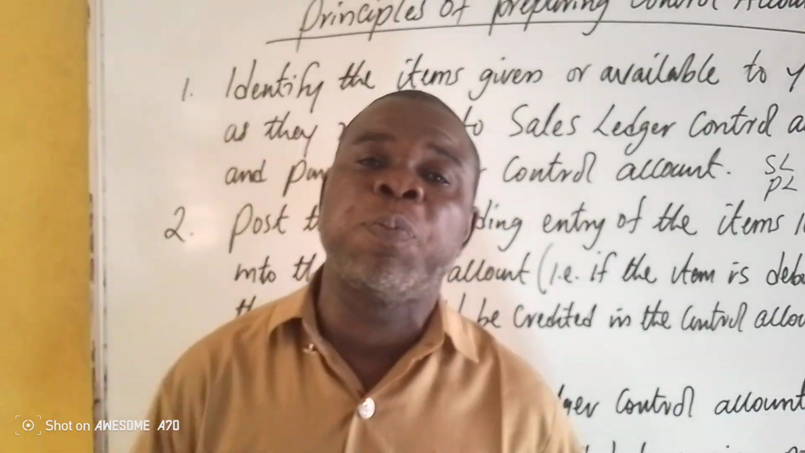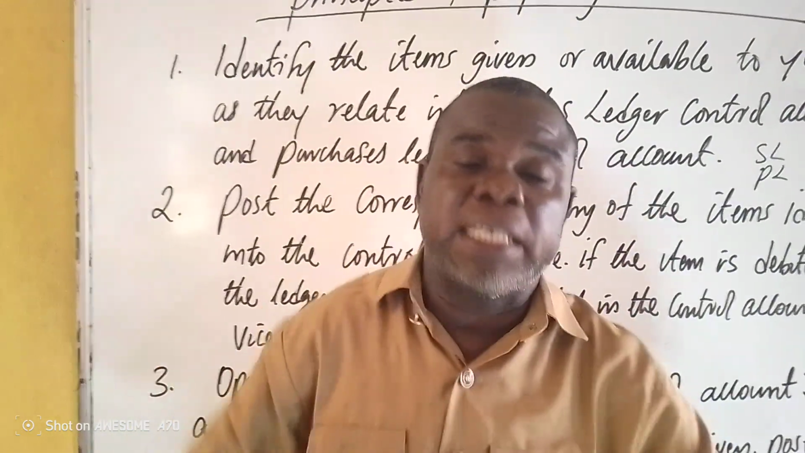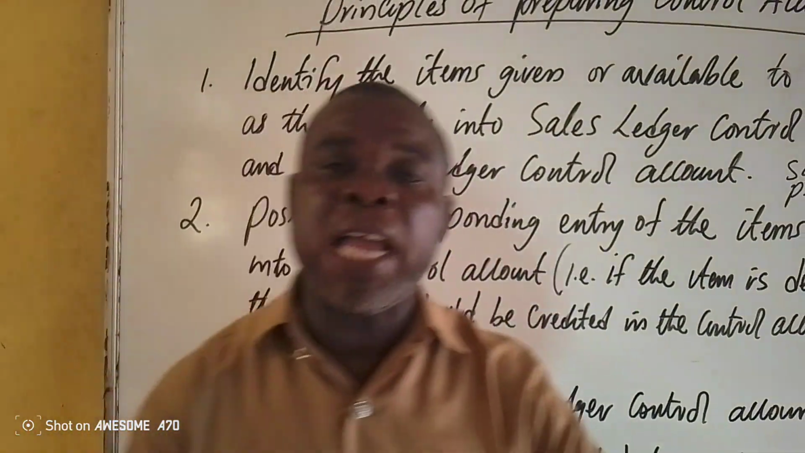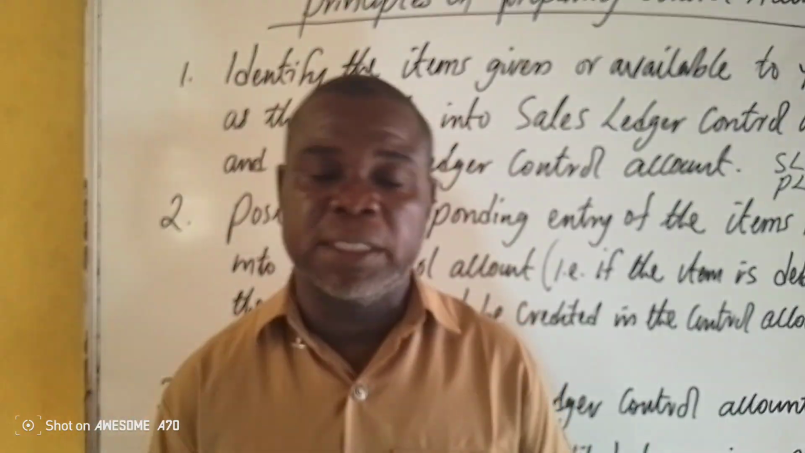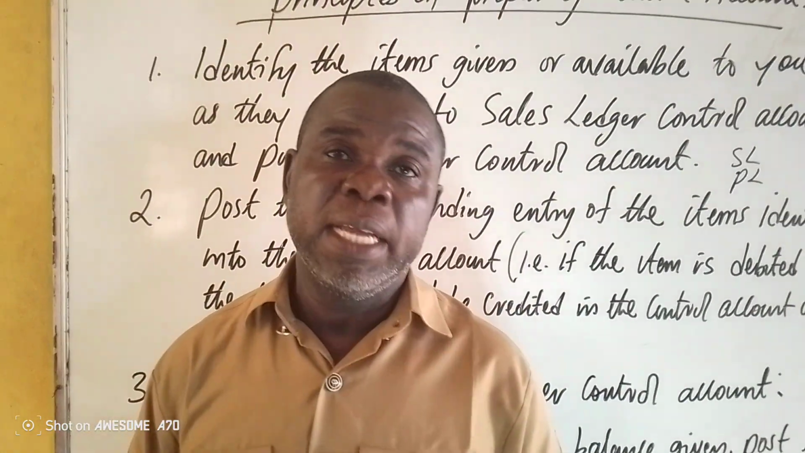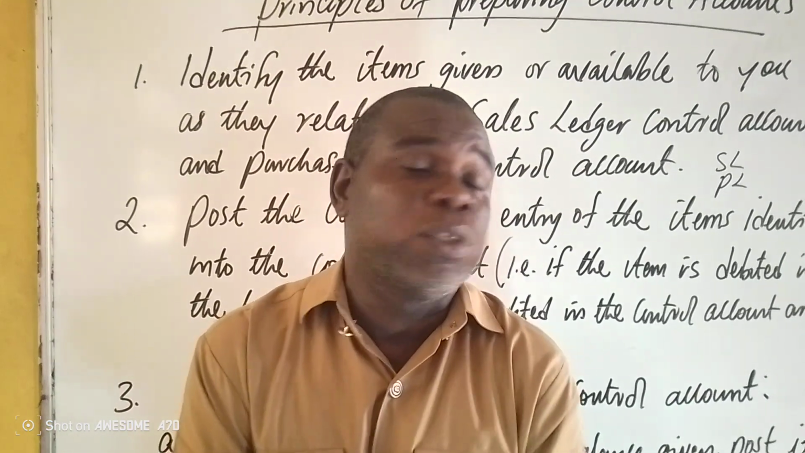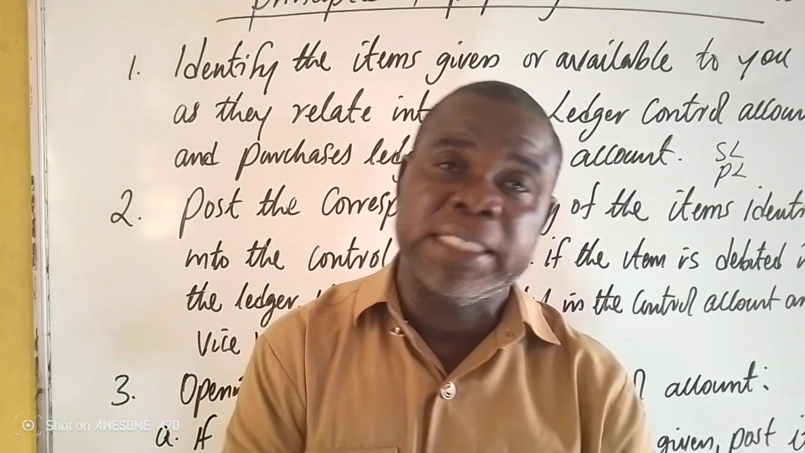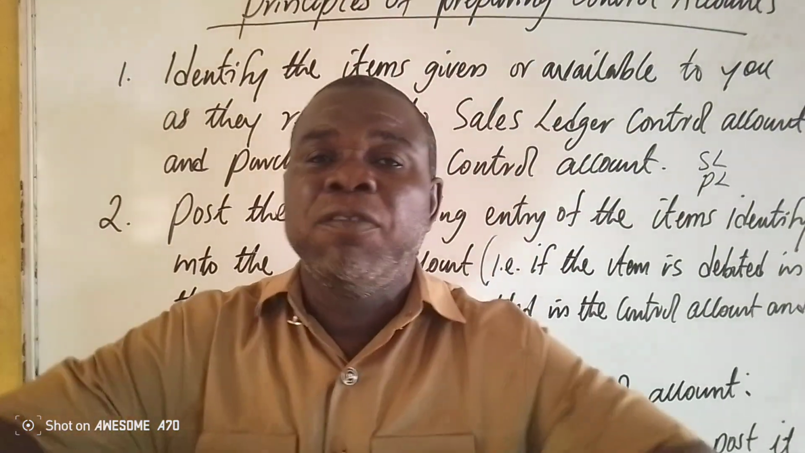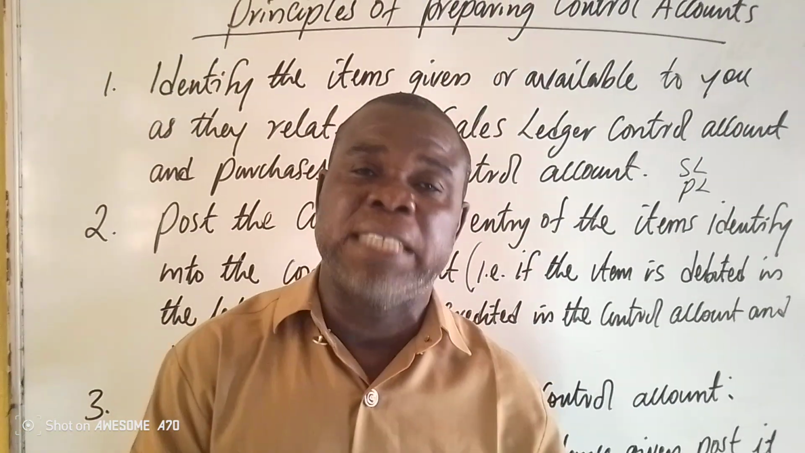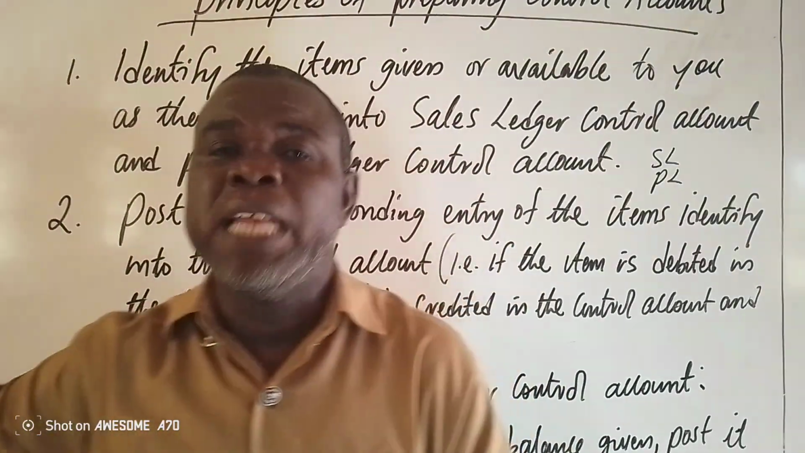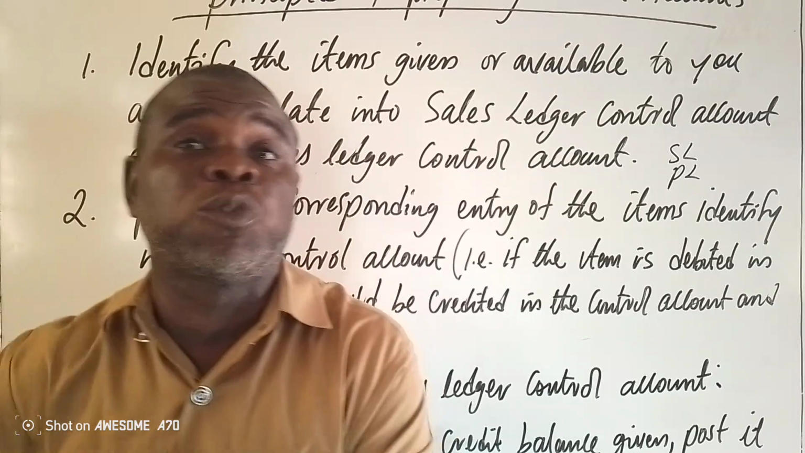If you don't know the double entry principle here, that is where you have an issue. First, let's take for example, if you identify credit sales as related to sales ledger control account, where are you going to put it? We're talking about the corresponding entry here. In the sales account in the ledger, we know that all sales are credited because revenues are credited in accounting. Then if credit sales is credited in the ledger, the corresponding entry will be debited in the control account. That's what we're talking about, the corresponding entry.